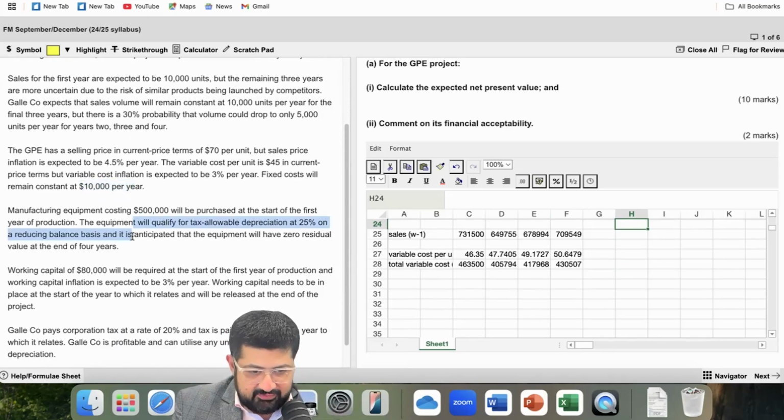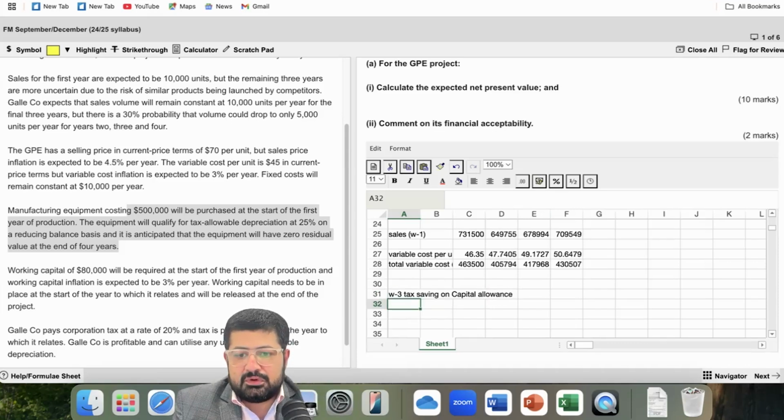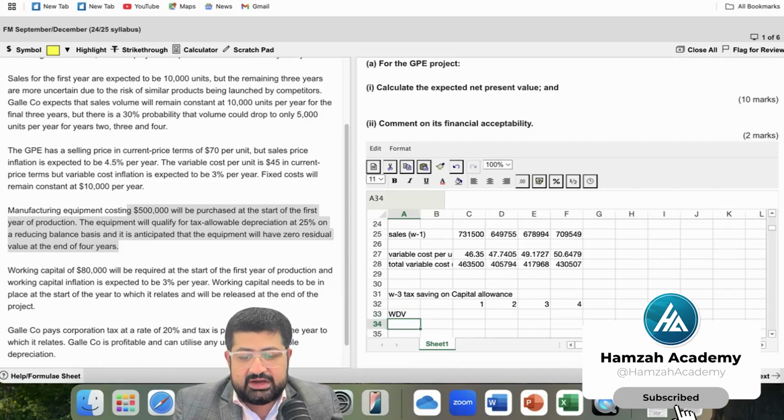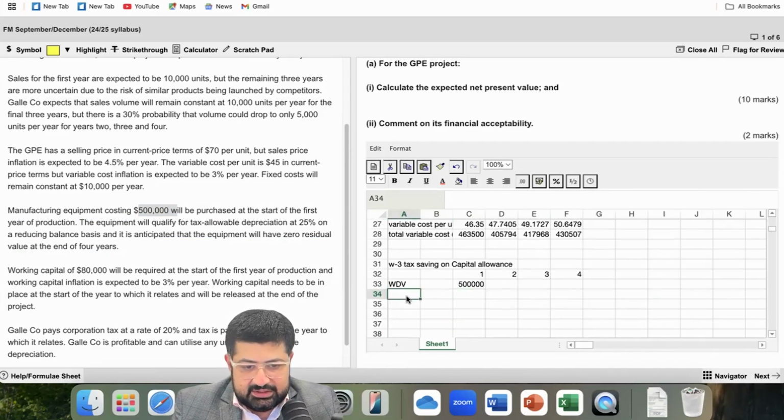Any other working? Yes, we have to calculate tax saving on capital allowance. So working 3, tax saving on capital allowance we need to calculate. And how to calculate? So from here, year 1, year 2, year 3, and year 4. So written down value at the start of year 1 of the equipment is 500,000. 500,000 is the written down value. And then they say 25% is the capital allowance, tax allowable depreciation. That is 25%.